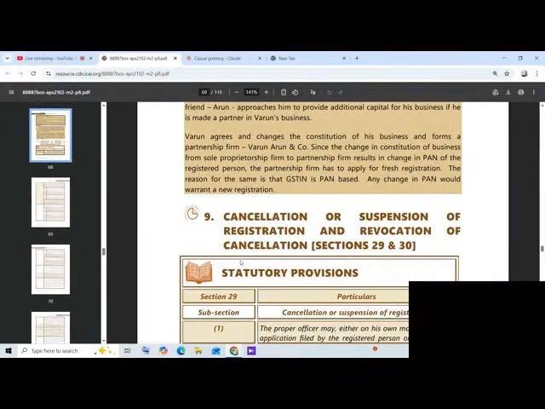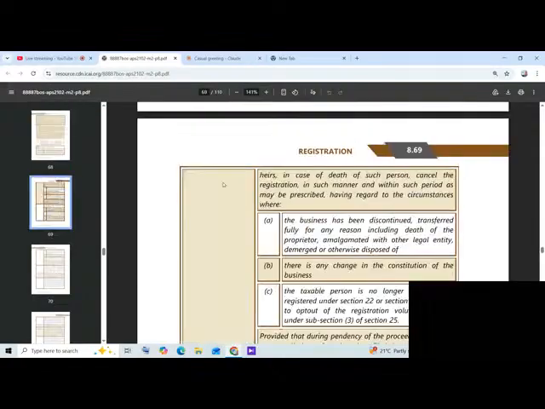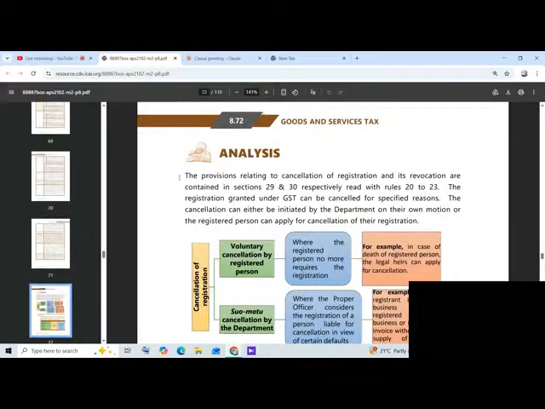So the first topic that I've taken here is cancellation or suspension of registration and revocation of cancellation, sections 29 and 30 of the CGST Act. Whatever I don't need to put in Claude, I will just understand by reading, and wherever I need a more detailed explanation, I'll ask Claude.